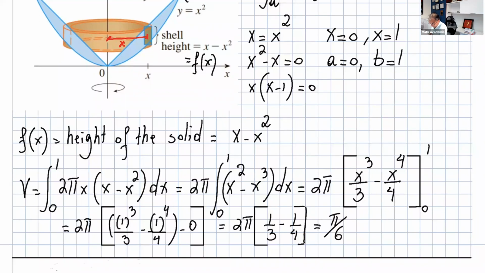The volume is the integral going from 0 to 1 of 2 pi x. x doesn't change because it's that distance. And the height or the function is x minus x squared. We can take the 2 pi out, so the integral from 0 to 1 of x squared minus x cubed dx. You can evaluate the integral and substitute the limits, which is pretty straightforward. If you do that, you get pi over 6.